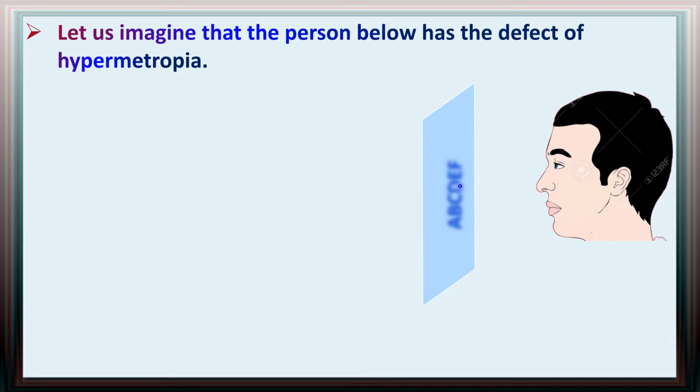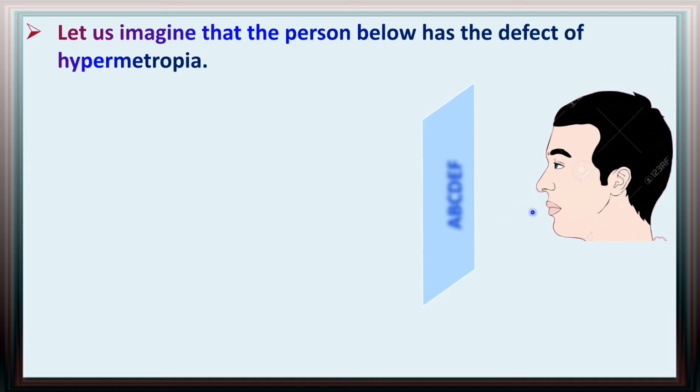So a blurred vision appears to him because the images of these letters will fall behind his retina, because the minimum focal length in his case is greater than 2.27 centimeters. That is very important. Later I will explain it.